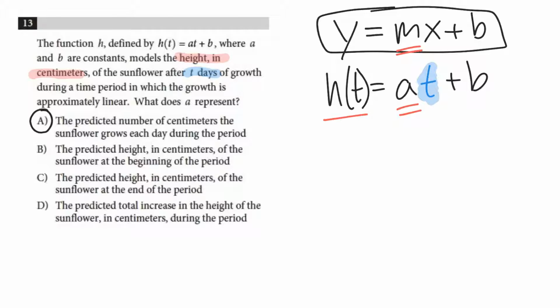But let's read through. B, the predicted height in centimeters of the sunflower at the beginning of the period. No, the beginning of the period would be our starting value, which would be b. So that's not what we're looking for. C, the predicted height in centimeters of the sunflower at the end of the period. Well, no, that also doesn't fit what we're looking for. And D, the predicted total increase in the height of the sunflower in centimeters during the period. That is also not what we're looking for. A is our solution.